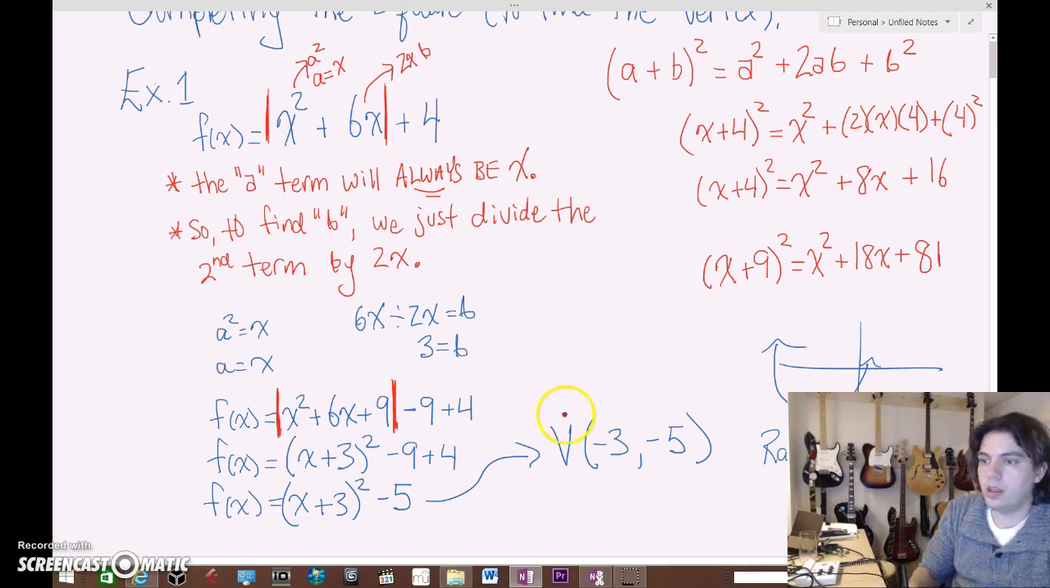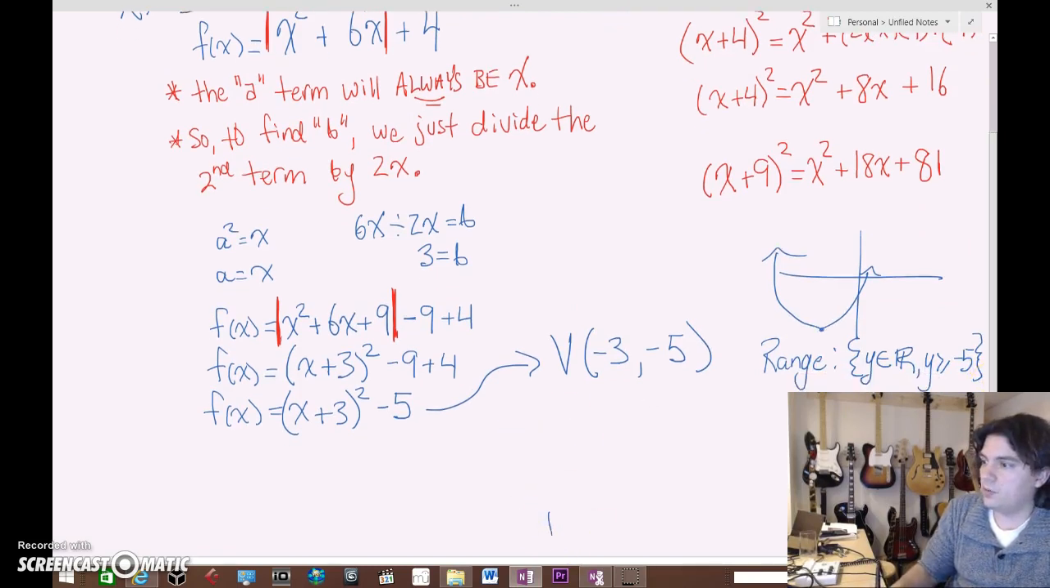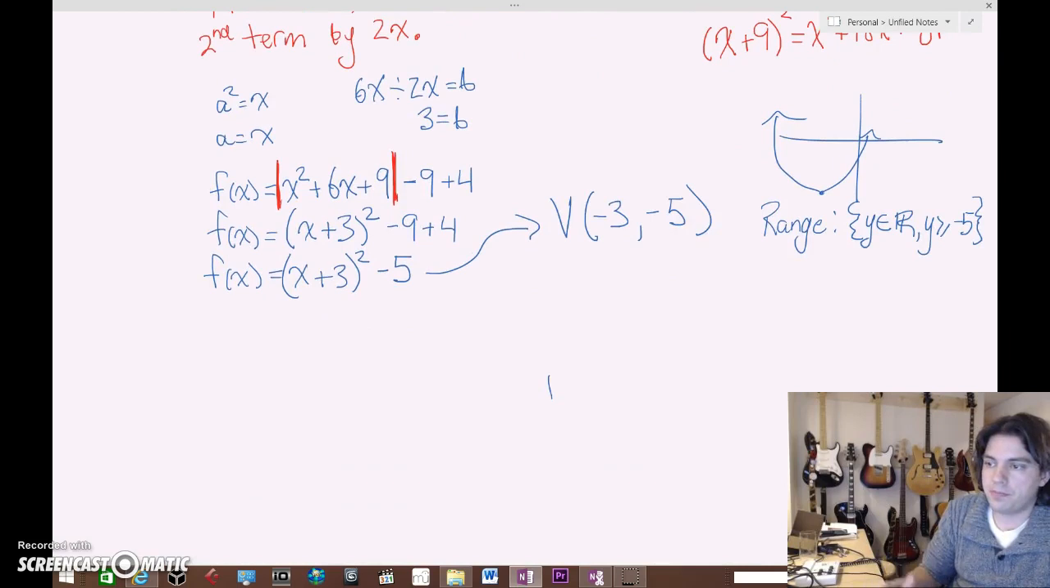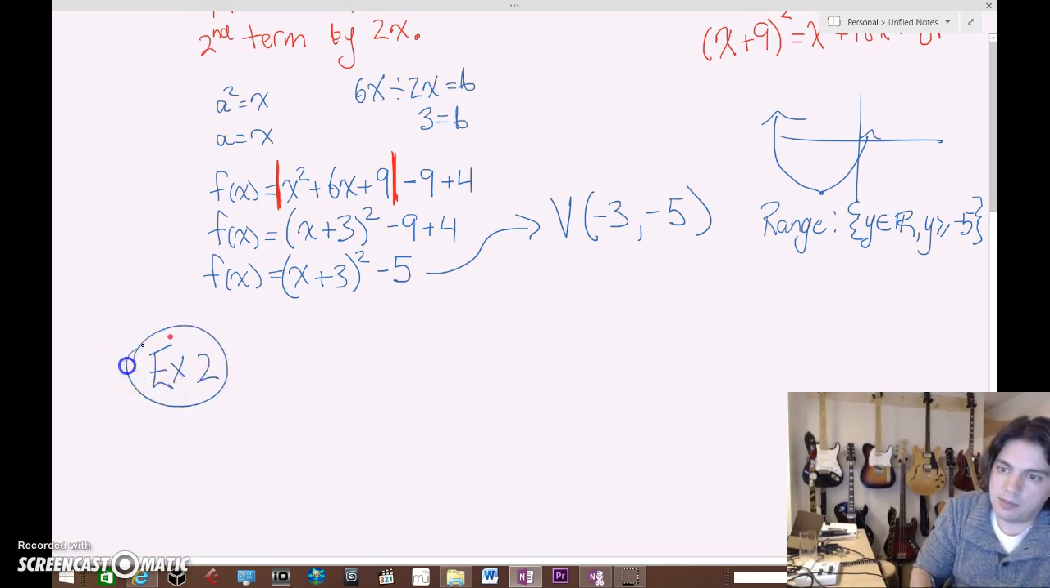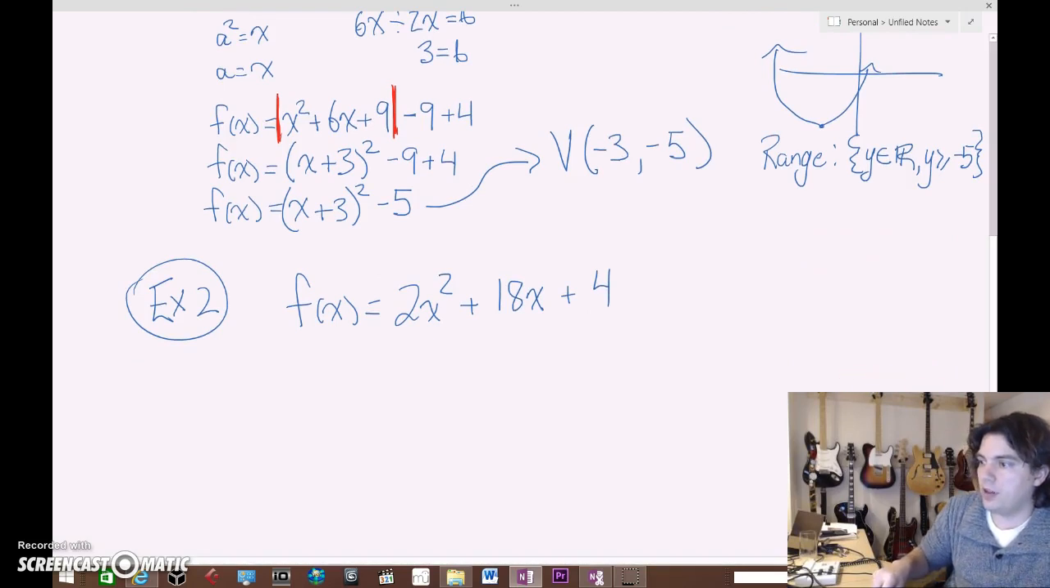And there we go. I'm going to do one more example for you, just quickly, just so we can all be sure we're on the same page. So another example, example 2, following the exact same steps. And this time we're going to say f of x is equal to 2x squared plus 18x plus 4.